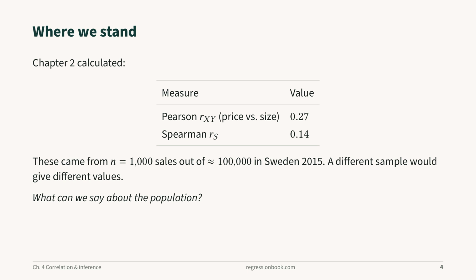Pearson's correlation between price and size, 0.27, Spearman's, 0.14. Both numbers came from 1,000 sales drawn from roughly 100,000 across Sweden that year. A different sample would give different values, and the italicized question at the bottom is the chapter's agenda. What can we say about the population?